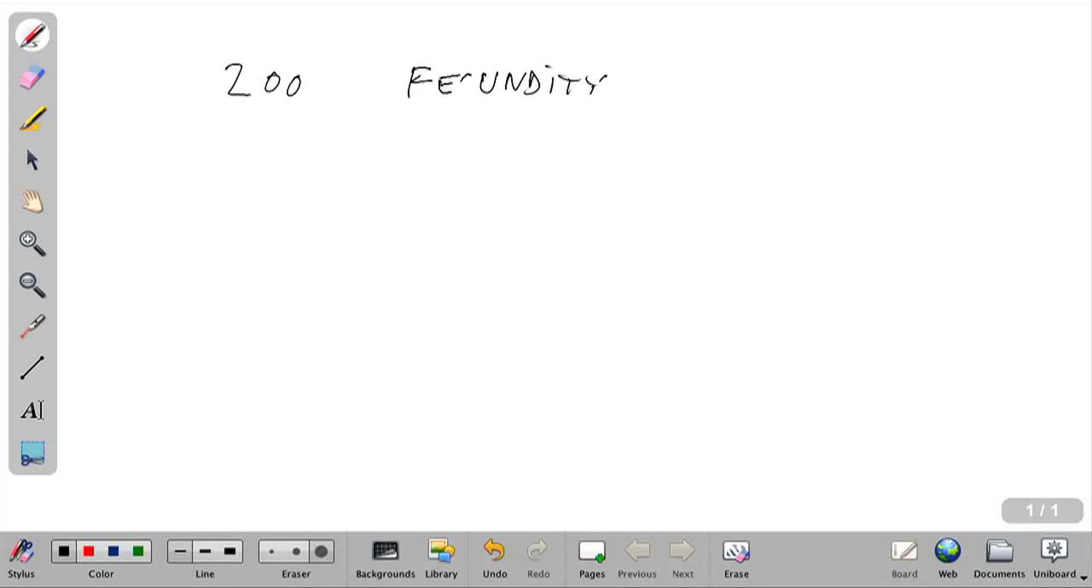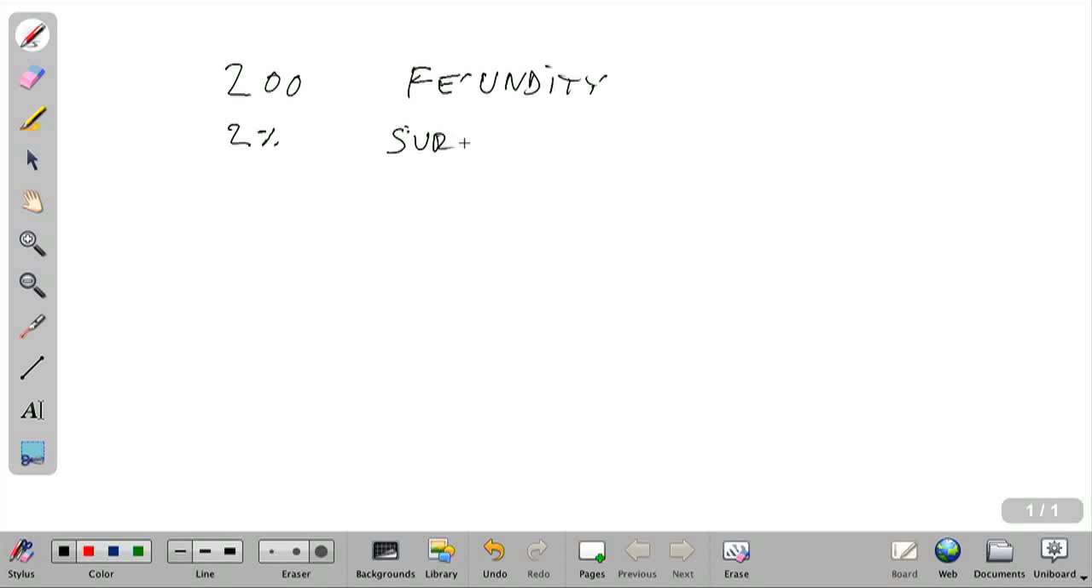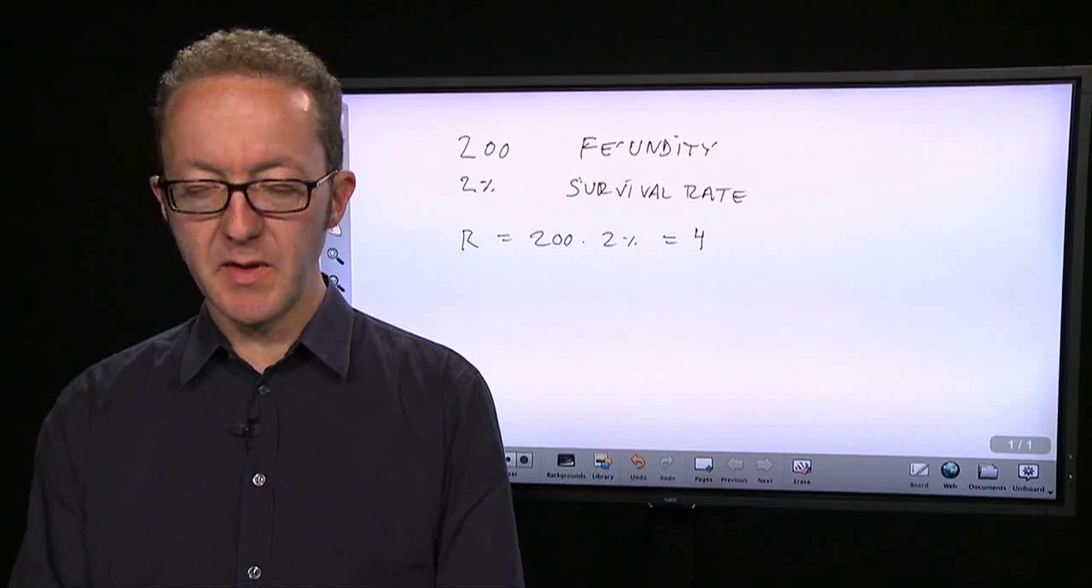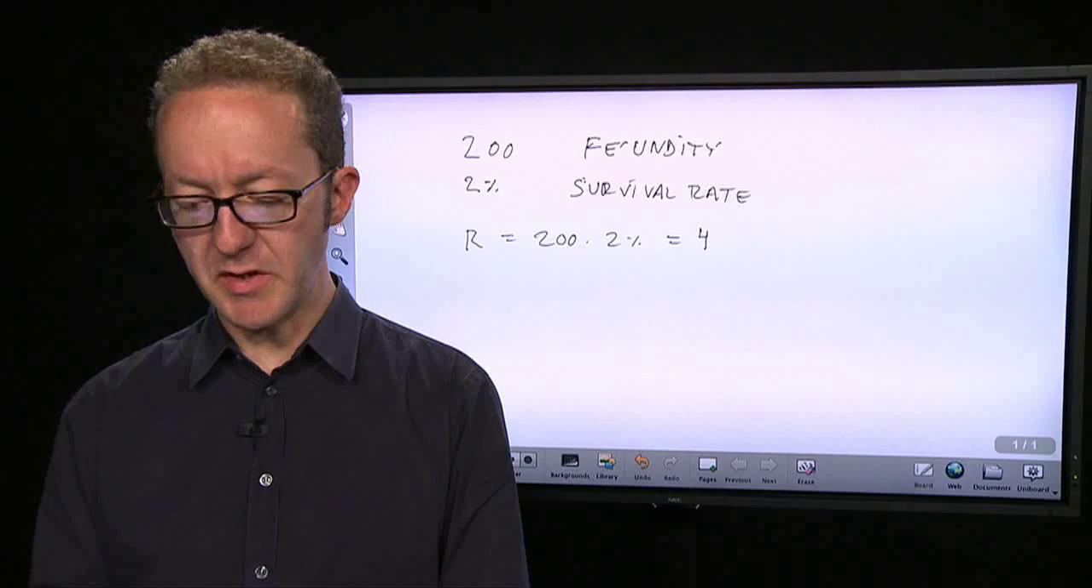Imagine that for various reasons, only about 2% of the organism's offspring survive. This is called the survival rate. You can see that this means that for this particular organism, only a total of 200 times 2%, corresponding to 4 individuals, 4 offspring, will survive long enough to get offspring of their own. R is what we call the per capita reproductive rate of this population.